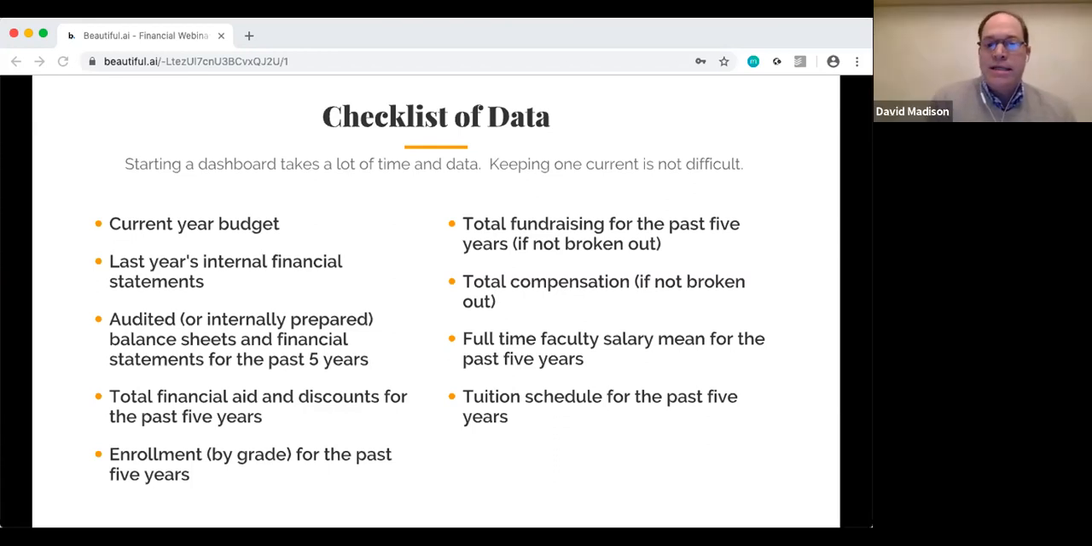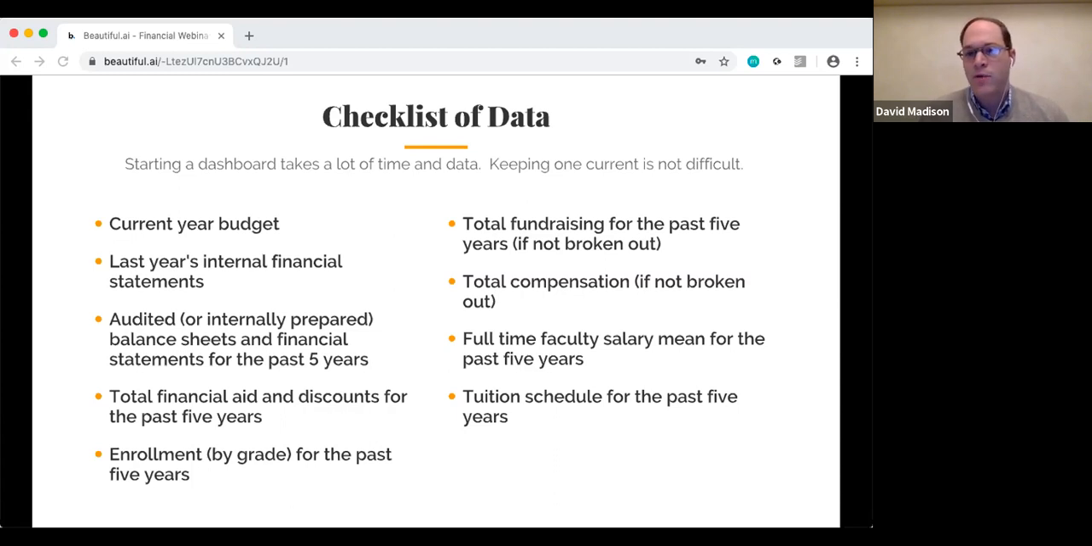Total financial aid and discounts for the past 5 years. That may be already broken out in your audited balance sheet and financial statements, or you may have to do that on your own, depending on how you do tuition remission, if that's a question. Enrollment by grade for the past 5 years. Remember, total enrollment's awesome, but that's not going to tell you the whole story. Total fundraising for the past 5 years, if that's not broken out as well. Total compensation, if that's not broken out for the past 5 years, it should be.